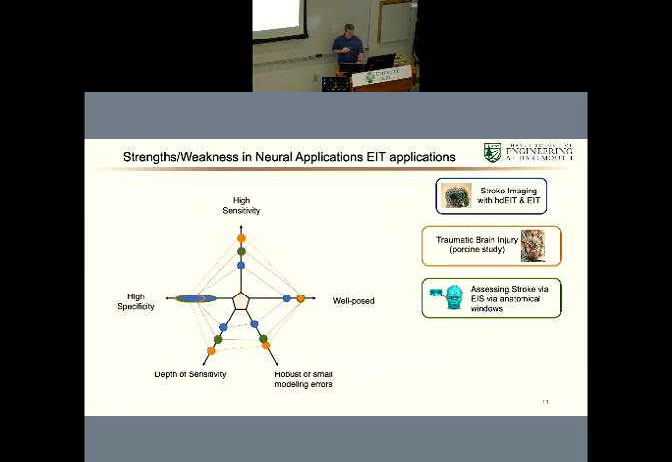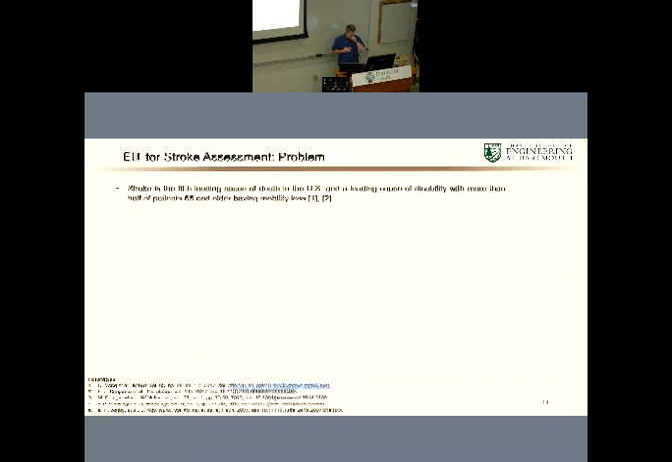So high level, that's the kind of stuff we're looking at, EIT and EIS-wise, in clinical applications. And then I wanted to go straight into the stroke study we've been doing.